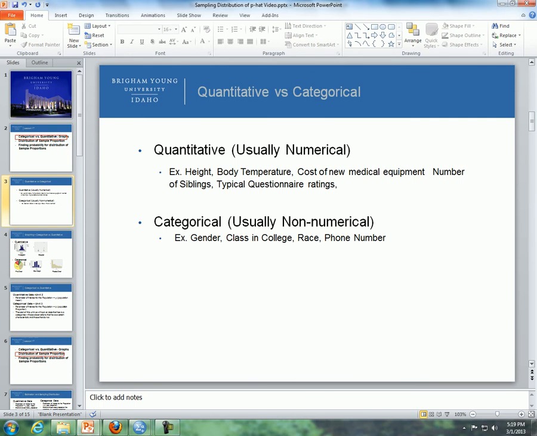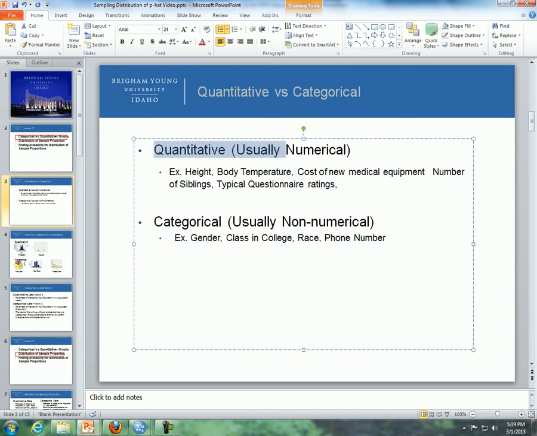Okay, so first of all, let's review the difference between quantitative and categorical data. Quantitative is usually numerical. For instance, height is quantitative, so is body temperature, costs of new medical equipment, number of siblings, and a typical questionnaire rating. Categorical is usually non-numerical. For instance, gender is categorical, class in college, race.